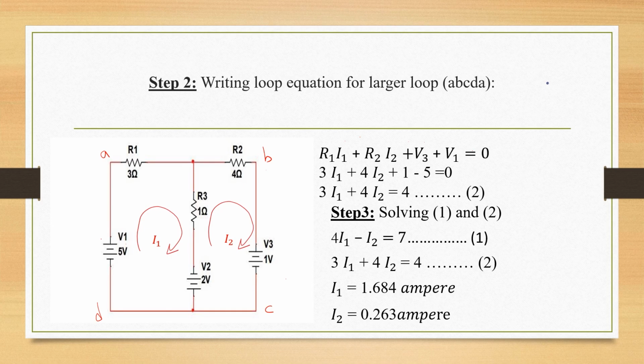Now solve the first and second equations. First equation is 4I1 minus I2 is equal to 7 and second equation is 3I1 plus 4I2 is equal to 4. If you don't know how to solve simultaneous equations, please write a comment. My next video is on how to solve simultaneous equations. By solving these two equations, I1 is equal to 1.684 ampere and I2 is equal to 0.263 ampere.